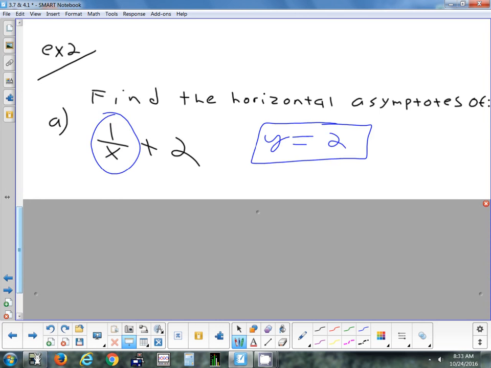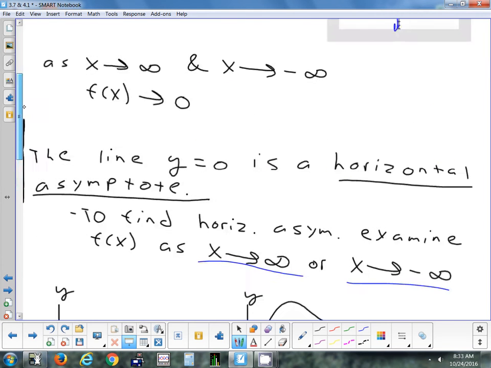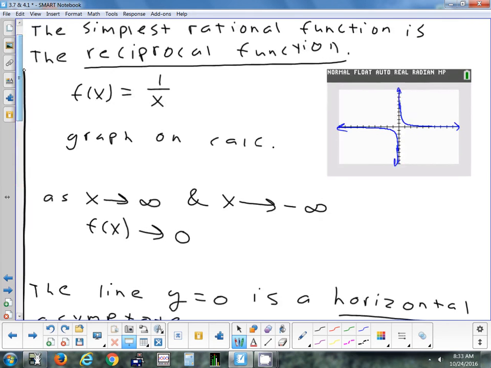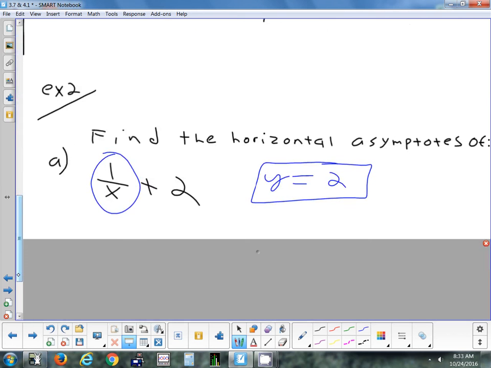Another way to think about it is, if you have a reciprocal function, this is the normal one, and the asymptote is at y equals 0. This plus 2 is a vertical shift up 2. Anytime you add a number onto the end, it takes everything and shifts it up 2, including the asymptote, which was at 0.